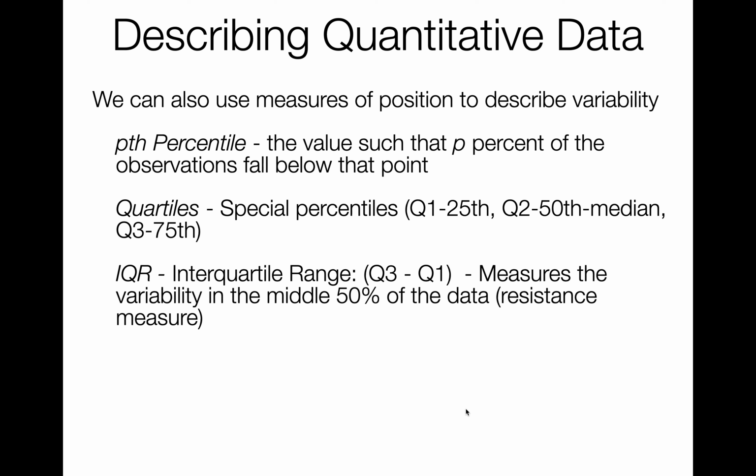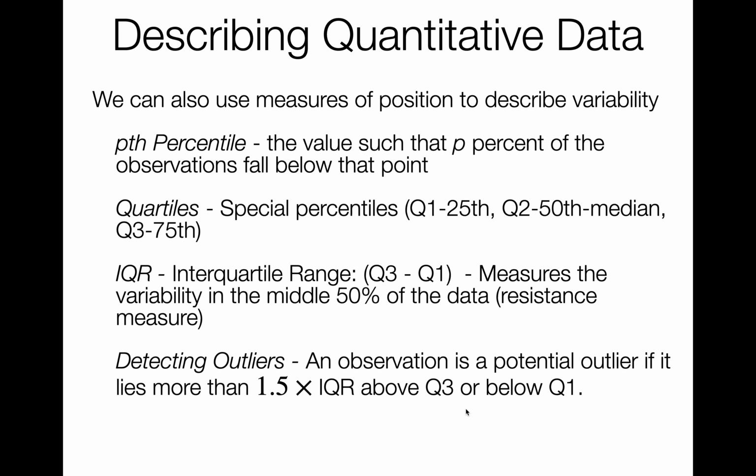And the IQR, unlike the standard deviation or the mean, is a resistant measure. It is not affected by outliers. So of the 4 major things that we're going to use to describe center and variability in this course, the mean and the standard deviation are not resistant measures, and the median and the IQR are resistant measures. Okay, so write that down. Remember that somehow, because that is important.